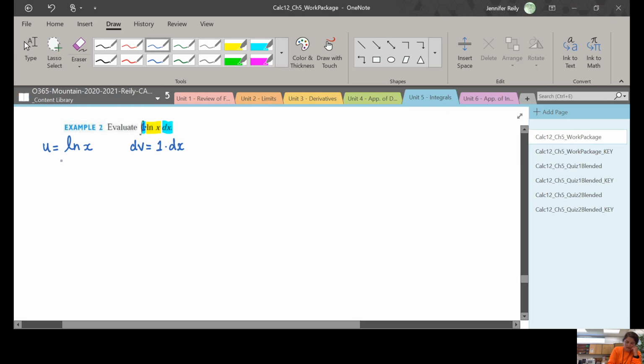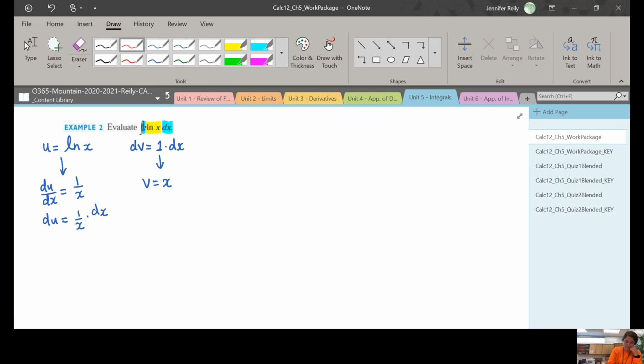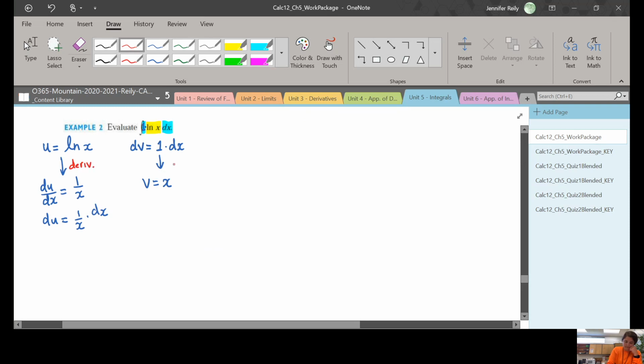So the derivative of ln x, du by dx, would be 1 over x. So du equals dx. Rearrange it to solve for du, 1 over x dx. And we find the antiderivative to get v. So the antiderivative of 1 is just x. Okay, let me use my colors again to remind us.